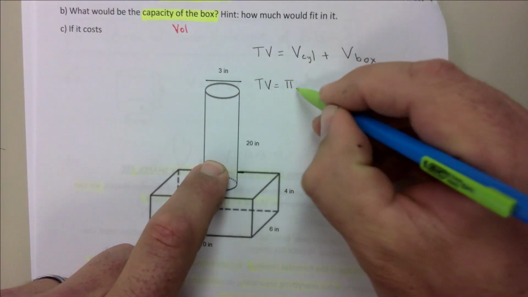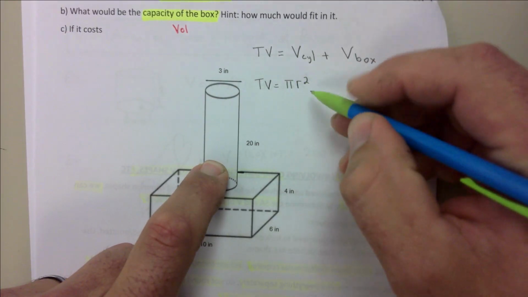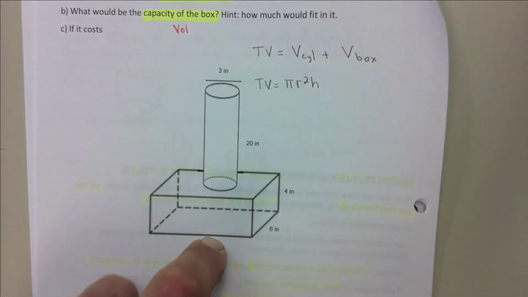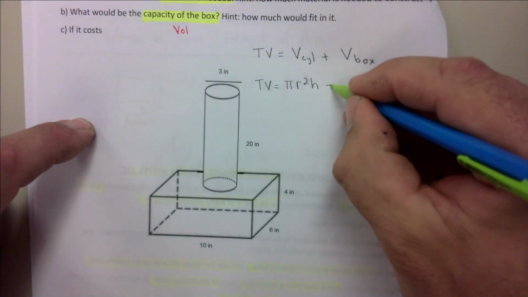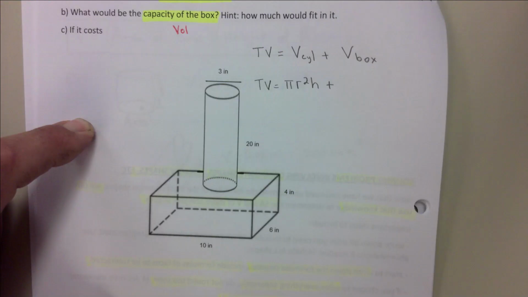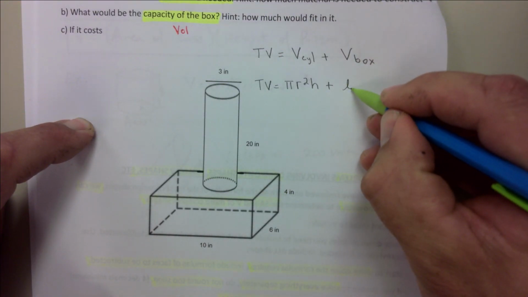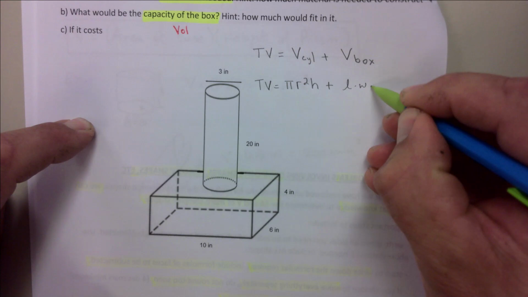You look at your study sheet, and you're going to say, hey, it's pi r squared h. I would really like you to write out the formulas. Plus, what's the volume of the box? Length times width times height.